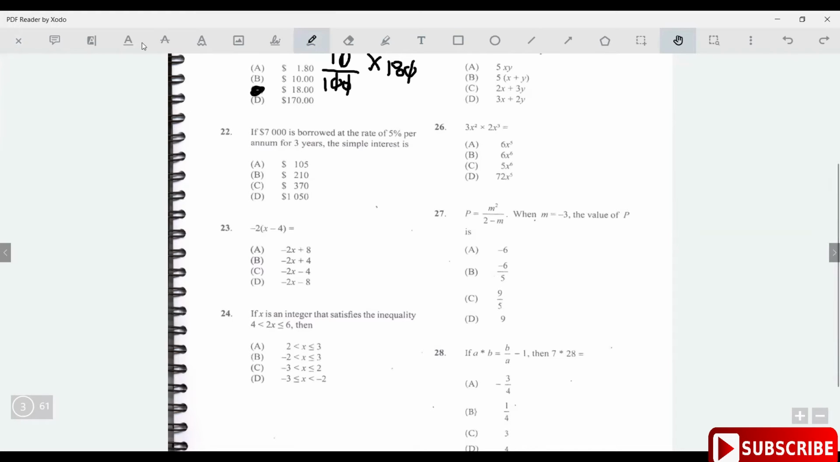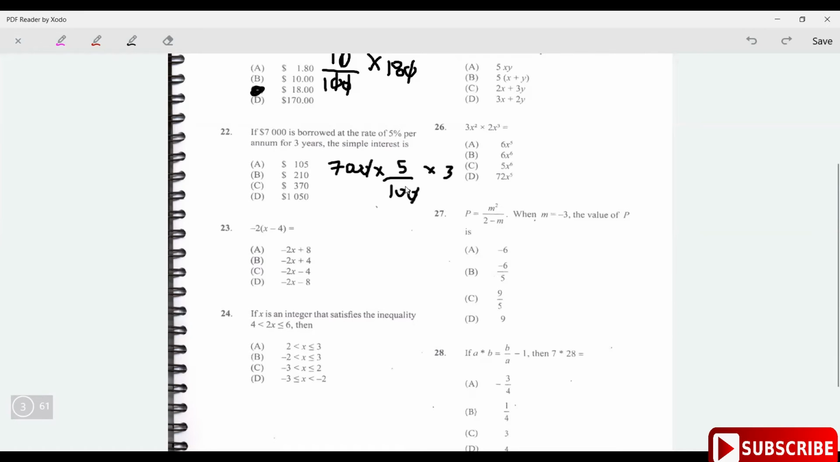So simple interest again is principal times rate times time. So we just need to work out what is the principal. The principal is 7,000 multiplied by the rate. The rate is 5%. We can write 5% as 5 over 100 multiplied by the time of 3 years. This 0 cancels this 0. This 0 cancels this 0.